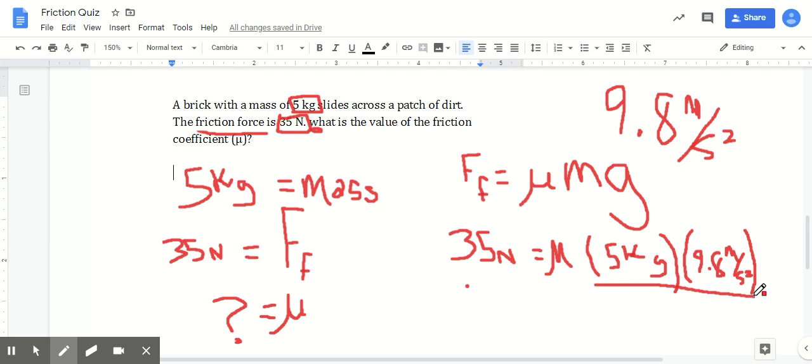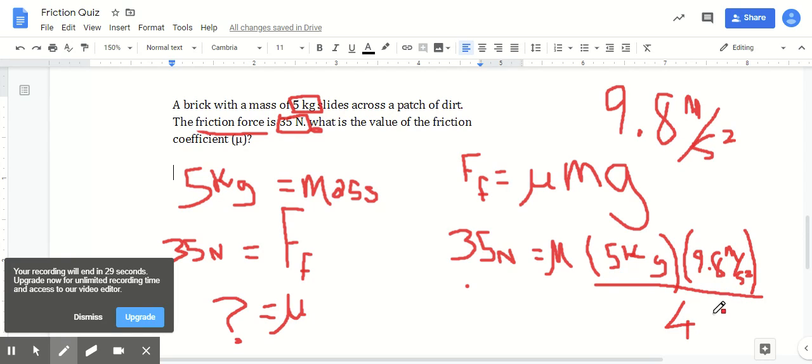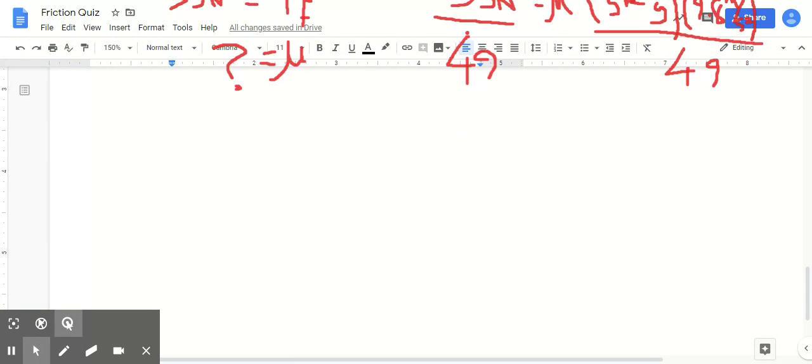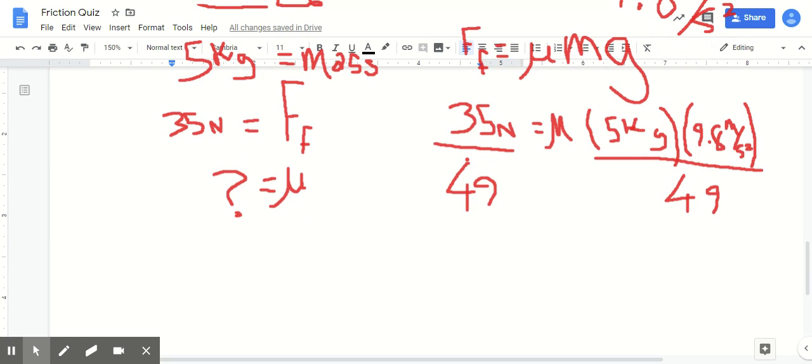So what I want to do is divide both sides by 49, to get this little thing out of the way. So there's that side divided by 49, and here's this side divided by 49. That's going to cancel out to 1. We said this top is 49, bottom is 49, so they cancel out. So then 35 divided by 49 will be my answer. So I come here, 35 divided by 49. Boom, my answer is 0.71. I'm going to run out of time on my video, but 0.71 equals mu.